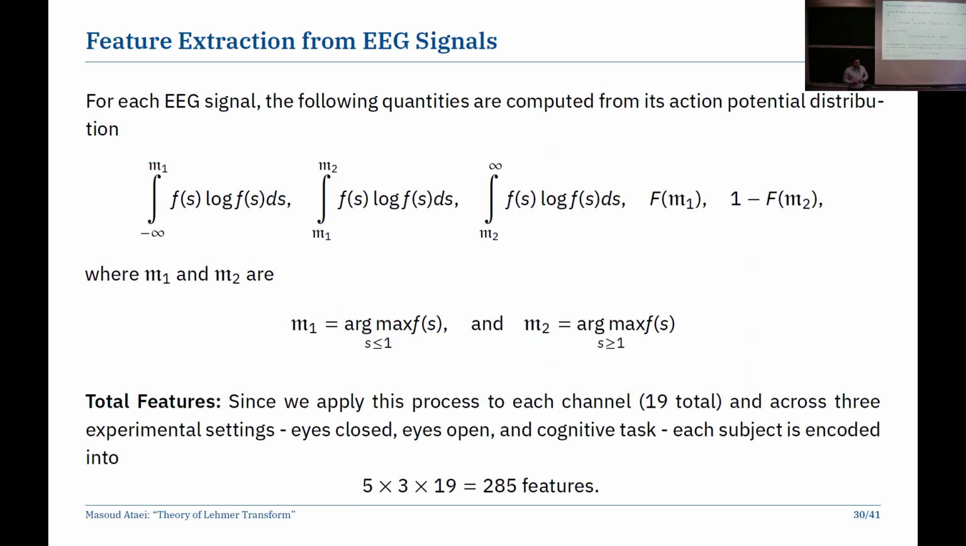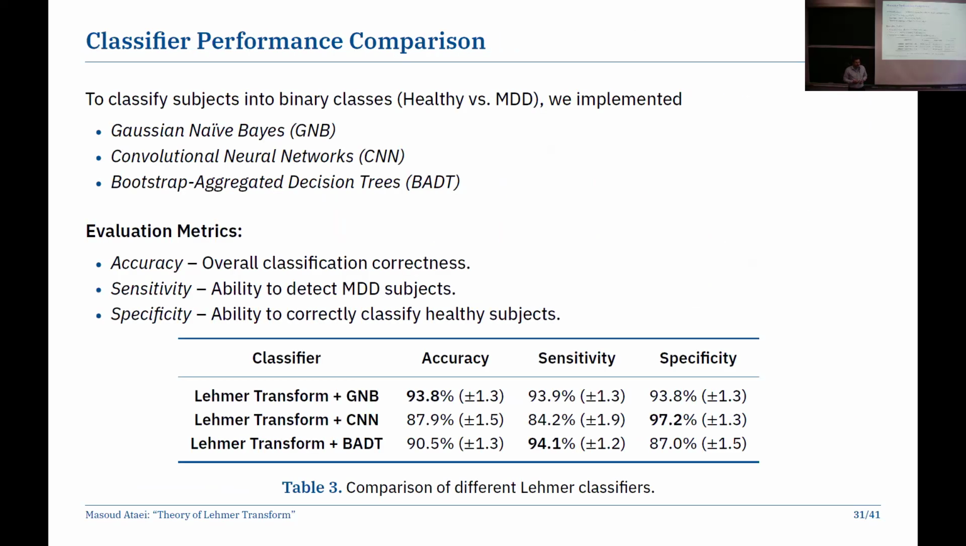So we trained classifiers based on machine learning approaches using these extracted features. We considered 3 classifiers: the Gaussian naive Bayes, which is simple yet effective, convolutional neural networks using encoder-decoder architecture, and bootstrap aggregated decision trees, which are known for their robustness and interpretability.